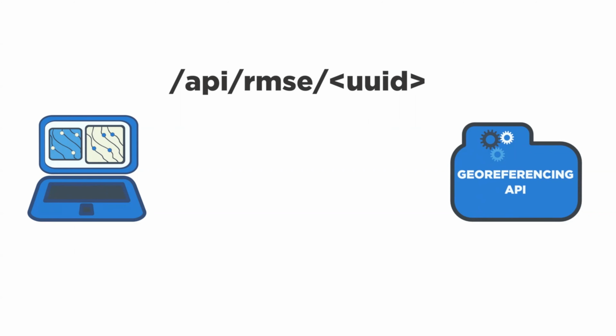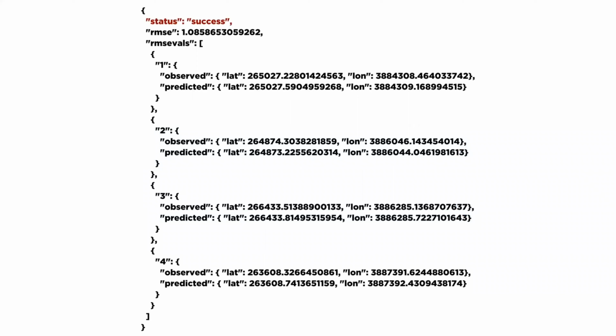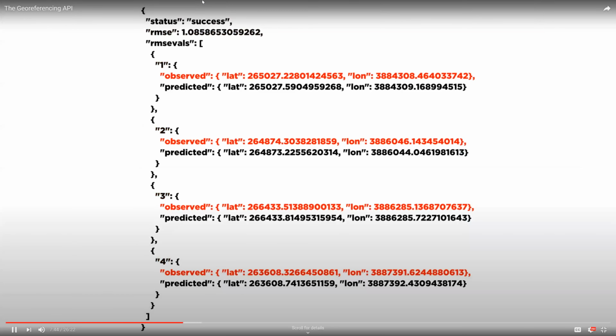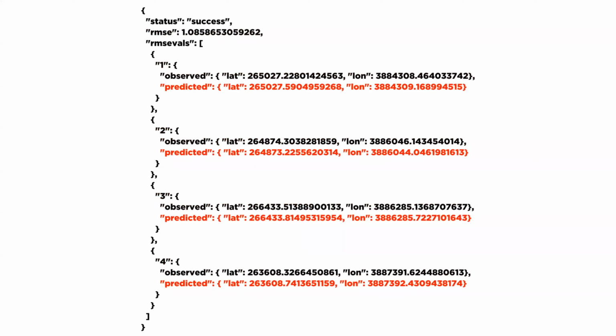The response is a JSON document that shows the error for each ground control point. Let's take a quick look at this response. We have a status key, in this case indicating success. We have the full root mean square error that is generated server side. And under the RMSE vals key, the label for each GCP is returned exactly as it was submitted to the API. And the observed as well as the predicted geocoordinates are presented in NAD83, so the error can be calculated in units of meters.